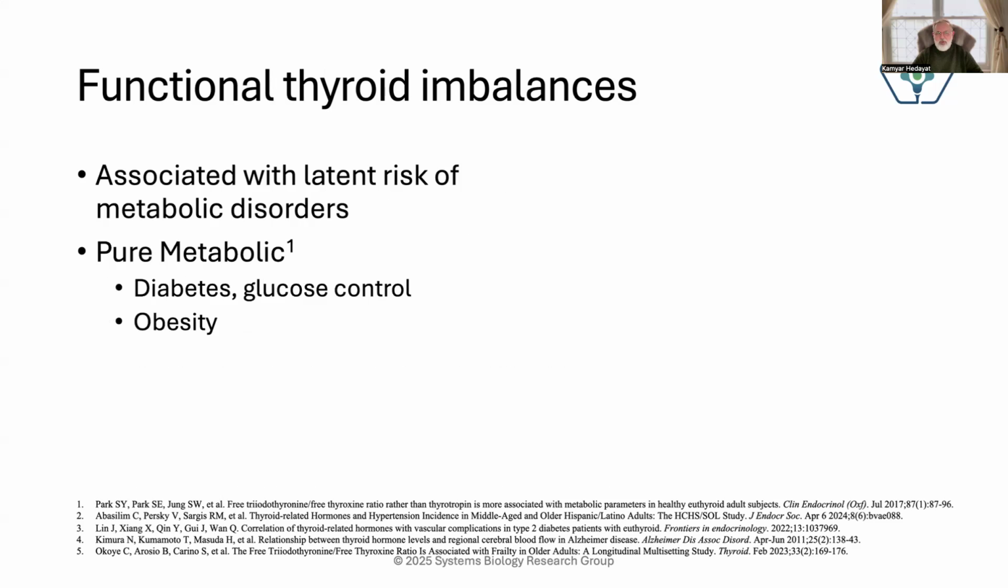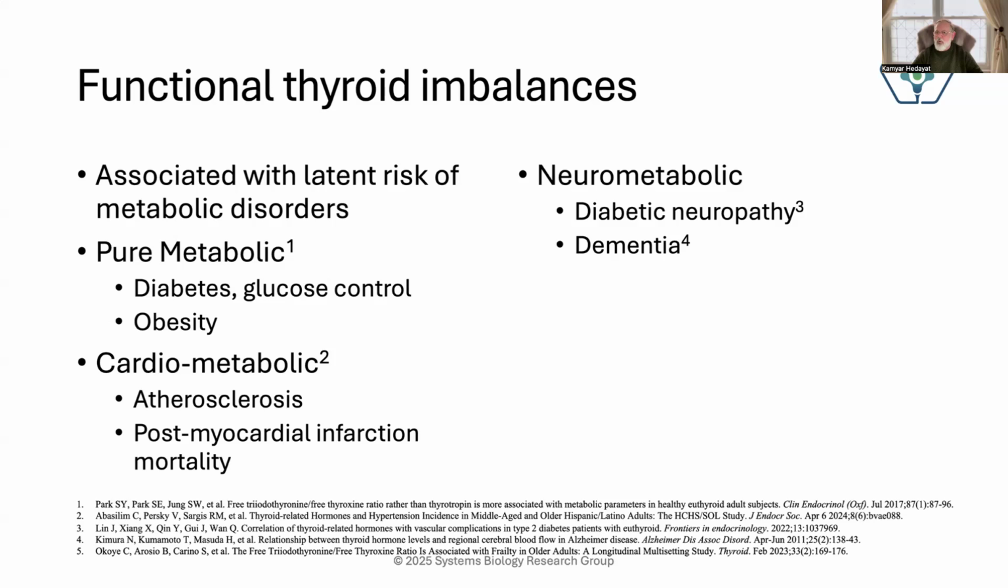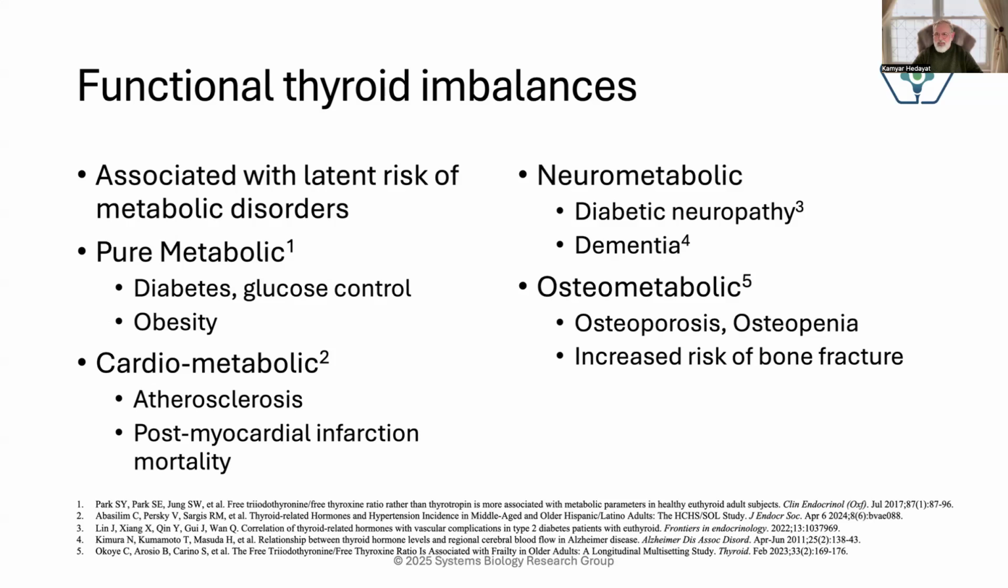So, for example, studies have shown that these subtle or functional thyroid imbalances, these are values within the normal range but not in the optimal range, can be associated with onset of diabetes and worse glucose management in patients with diabetes, as well as with obesity. These subtle imbalances can also be associated with cardiometabolic disorders such as atherosclerosis and risk of death after myocardial infarction. They're also associated with neurometabolic disorders such as diabetic neuropathy and dementia, as well as osteometabolic disorders.